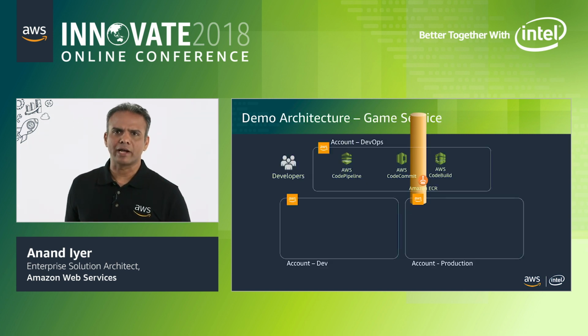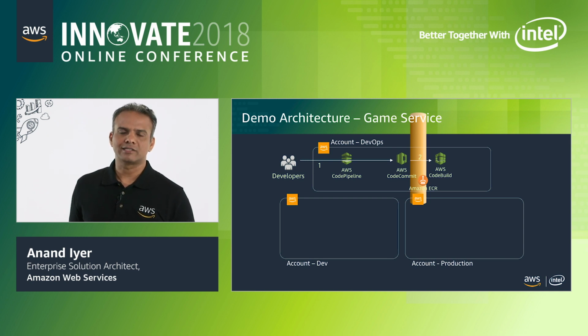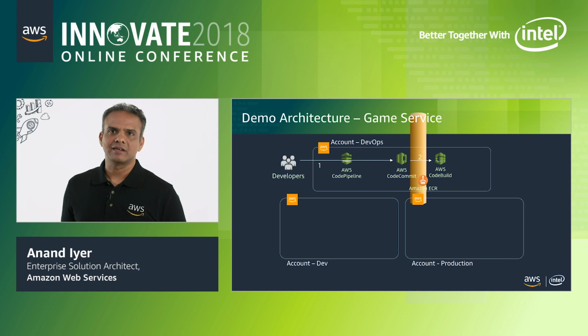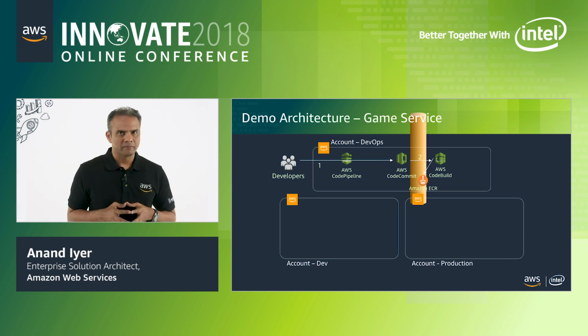Let's look at the game microservice in detail. In the DevOps account, we have used the CodePipeline service, and in step 1, the developer makes a change and checks it in to CodeCommit. In step 2, it triggers a CodeBuild and generates a Docker image that gets registered in the Elastic Container Registry, ECR, as shown in step 3.